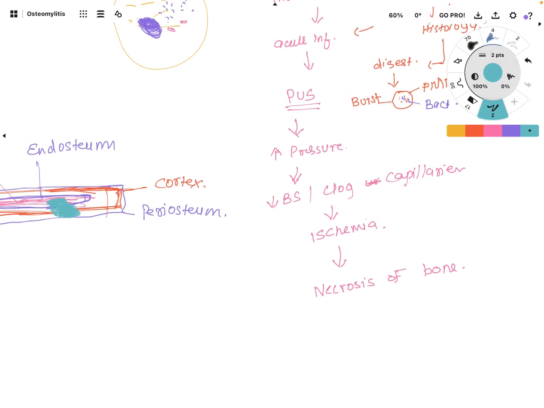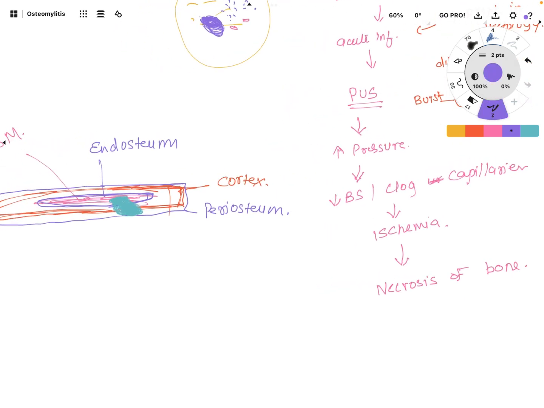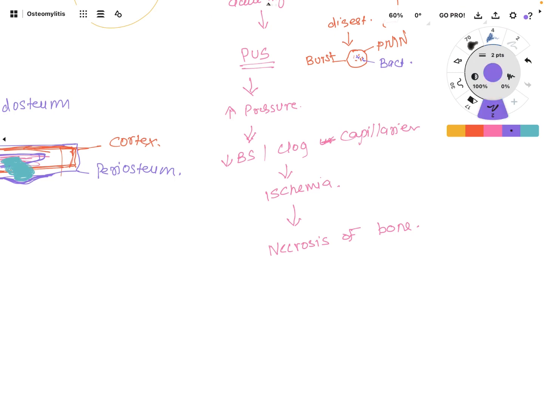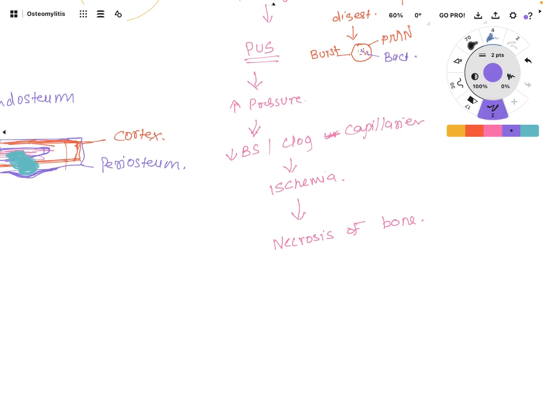right? So for example, in certain cases you just have an overlying periosteum. Under the periosteum you will have infection or necrosis of bone, right? So two ways. There is overlying periosteum, and under which you will have a small abscess. Right? Periosteum is still intact.